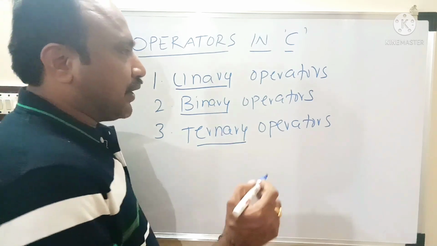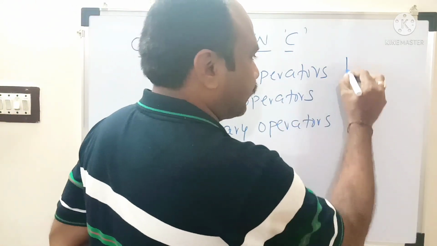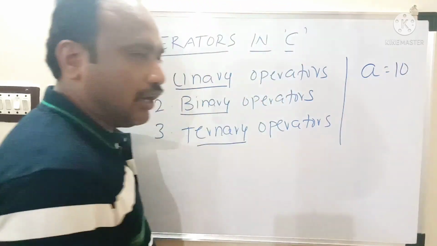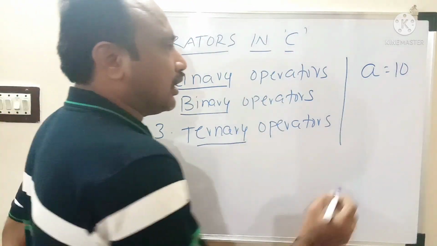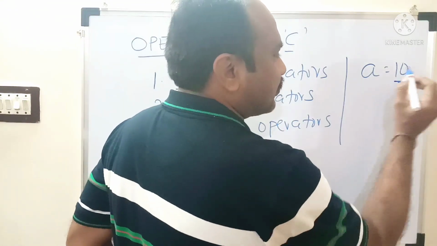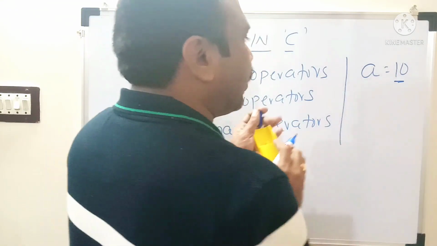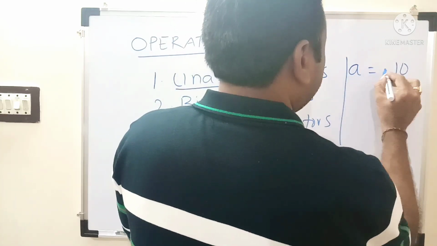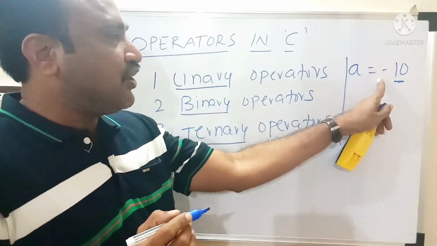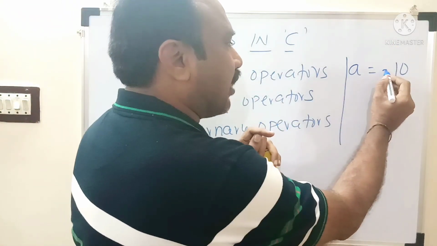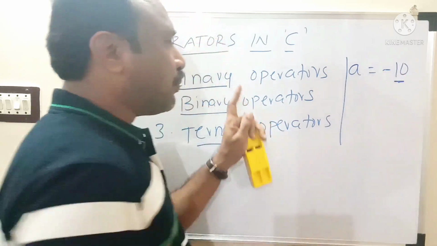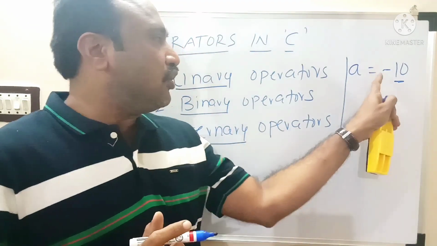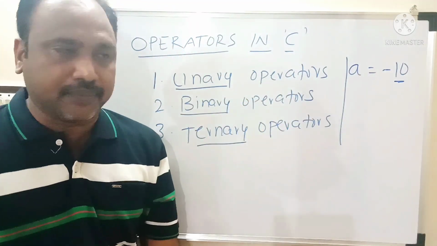What about a unary operator? For example, I am taking a value 10. I want to take this value as a negative value, minus 10. Then how will we write? A equal to minus 10. Here minus is applicable on a single value. An operator applicable on a single value or operand is referred to as a unary operator.